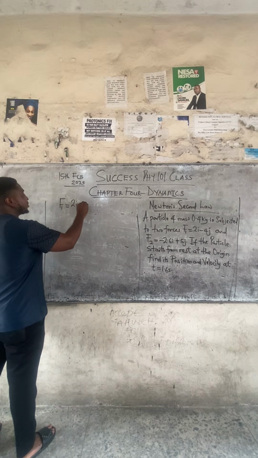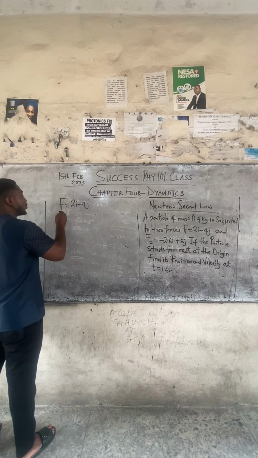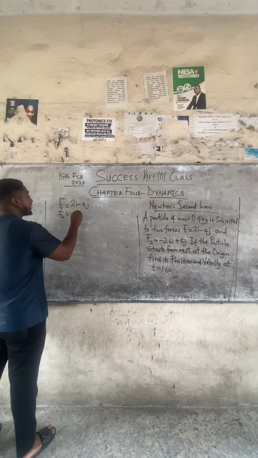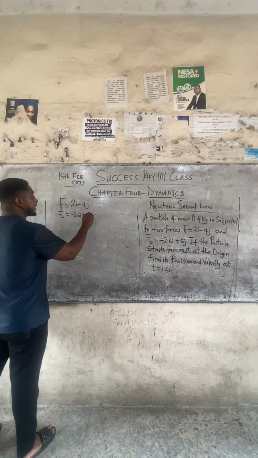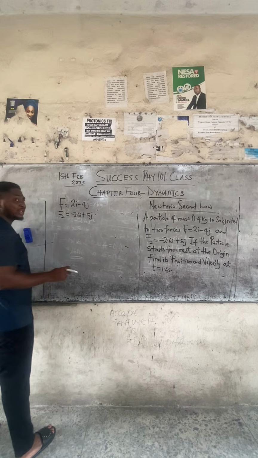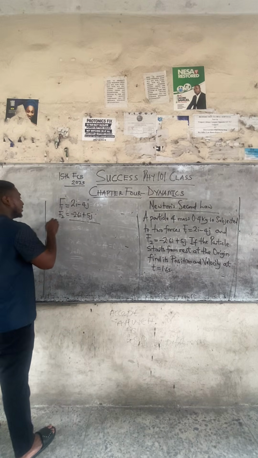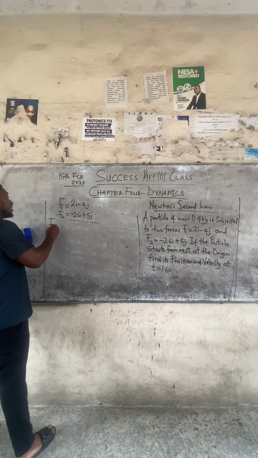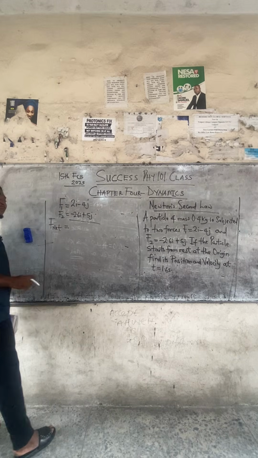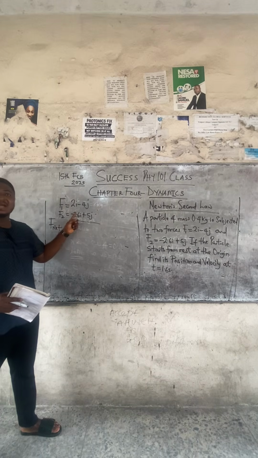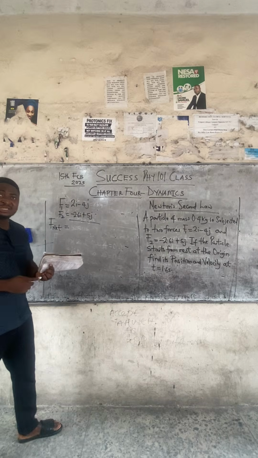2i minus 4j, and F2 is minus 2.6i plus 5j. Class, what did I tell you about two forces acting in the same direction? What will be the net force? Add them up, right? Adding these two forces, what topic does it fall under? Addition of vectors, right?